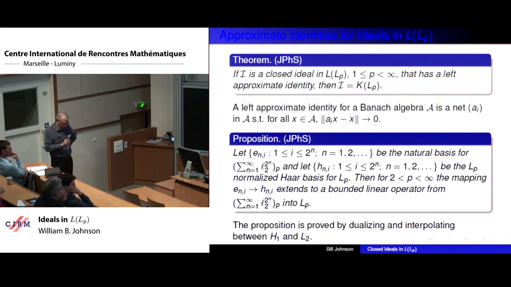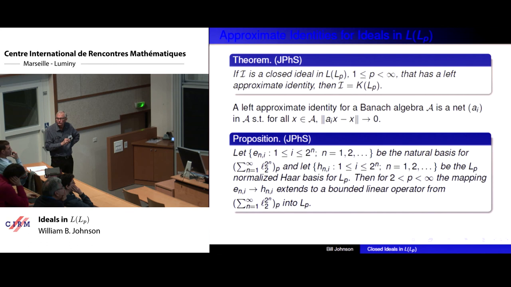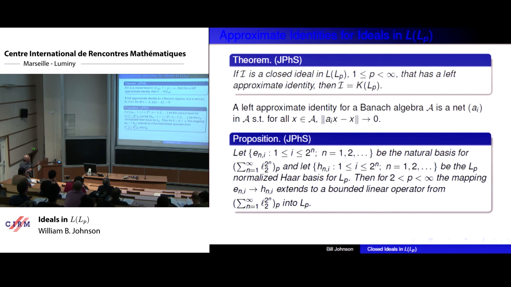Suppose you take the natural basis for little lp. One of the natural bases for little lp is to represent little lp as this, which is isomorphic to little lp. And you take the natural unit vector basis for this sequence space. And you look at the normalized Haar basis for capital LP, normalized in LP. You map basis to basis, and you index it in the usual way, and that extends to a bounded linear operator from this little LP into capital LP. So the important thing here is that you have a bounded linear operator from little LP into capital LP, so that in the image of the unit ball, you have the LP normalized Haar functions. And this is doing more than that, but that's really what we need.